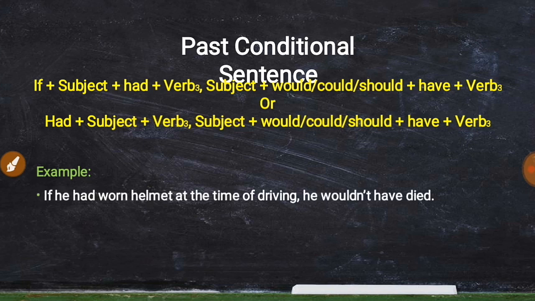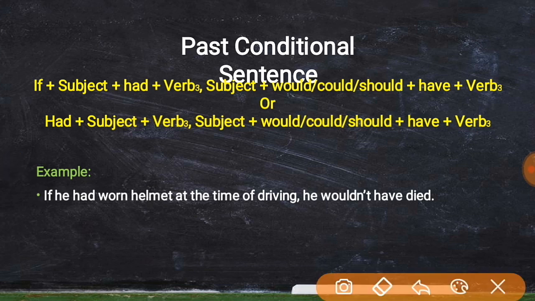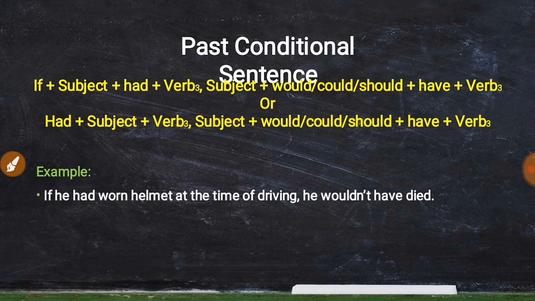If he had worn a helmet at the time of driving, he would not have died. যদি সে হেলমেটটি পরতো তাহলে তার accident হতো না. Here see that the two conditions are both in the past form. He had the helmet, this is the past form. যদি সে পরতো. The next one, he would have died, তাহলে এটাও কিন্তু past form. যদি সে হেলমেট পরতো তাহলে সে মরতো না, because these two things have already happened in the past. There is no future sense.